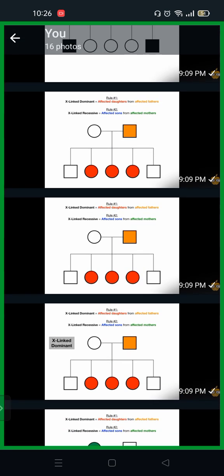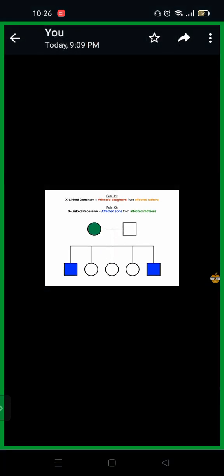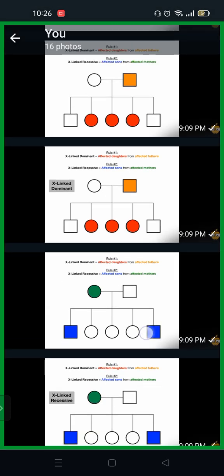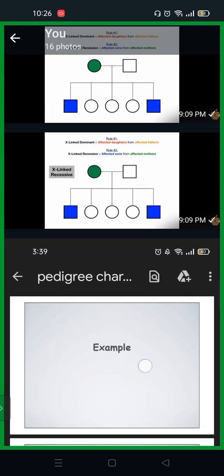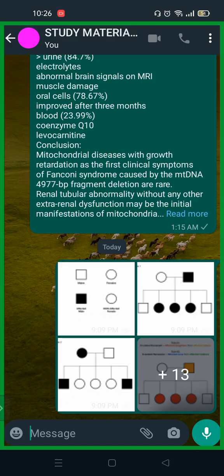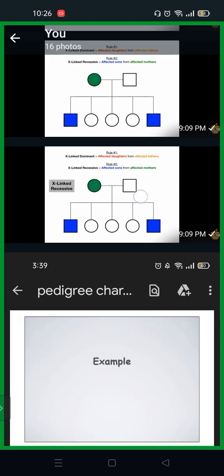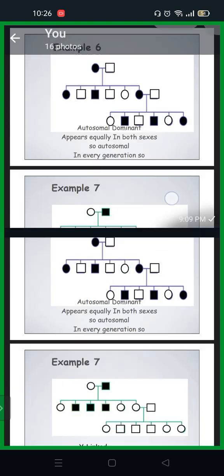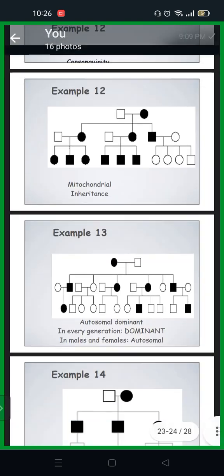The second formula is for the female. The green one is the mother. This circle is affected and only males are affected. The blue ones are the sons. So affected sons from affected mothers is X-linked recessive. You can memorize this. These examples we will be doing in the next session. This will be testing your knowledge.